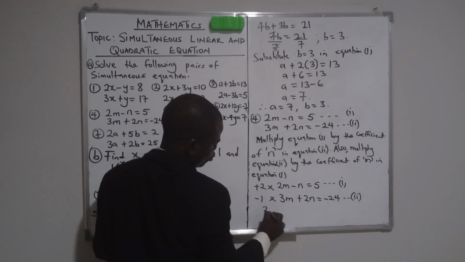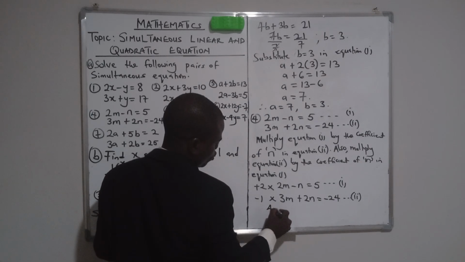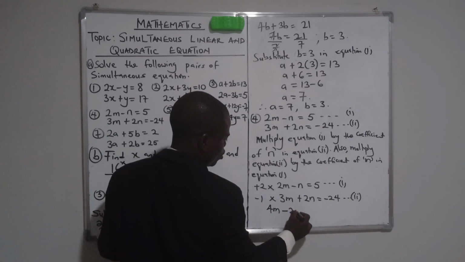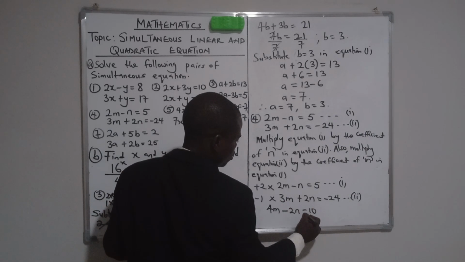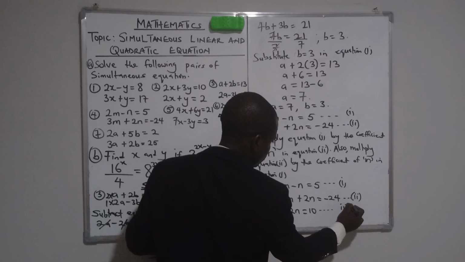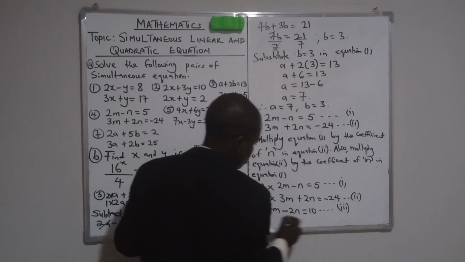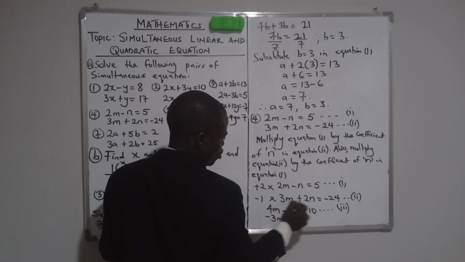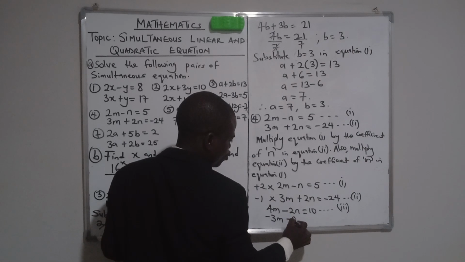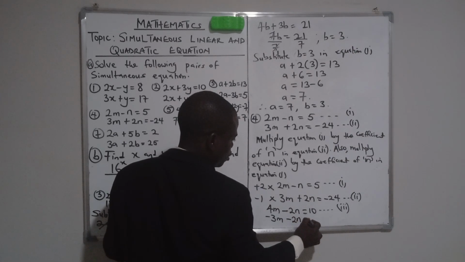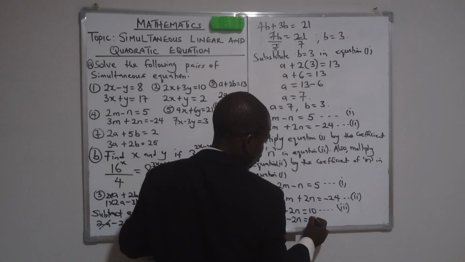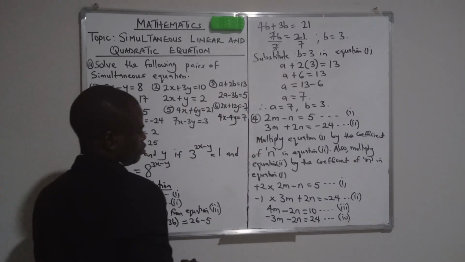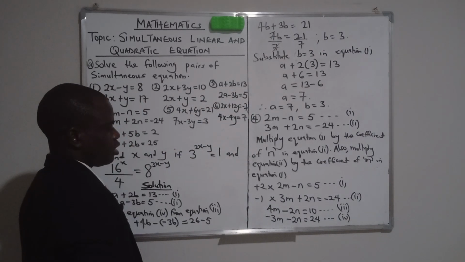2 times 2m, that's 4m. 4m minus 2 times minus n, that's minus 2n, because 2 times 5, that's 10. Equation 3. And you have minus 1 times 3, and that's minus 3m, minus 1 times 2n, minus 2n equals minus 1 times minus 24, that's plus 24, equation 4. Now let's get the value of m and n.